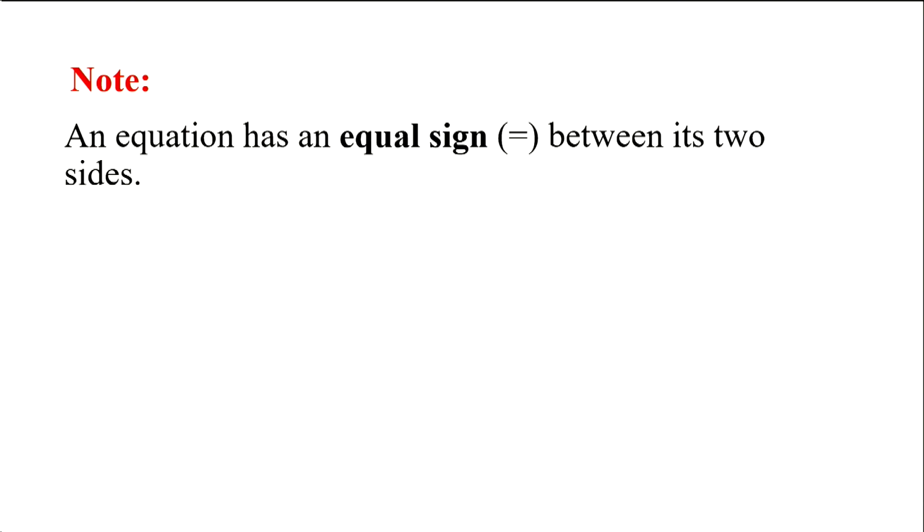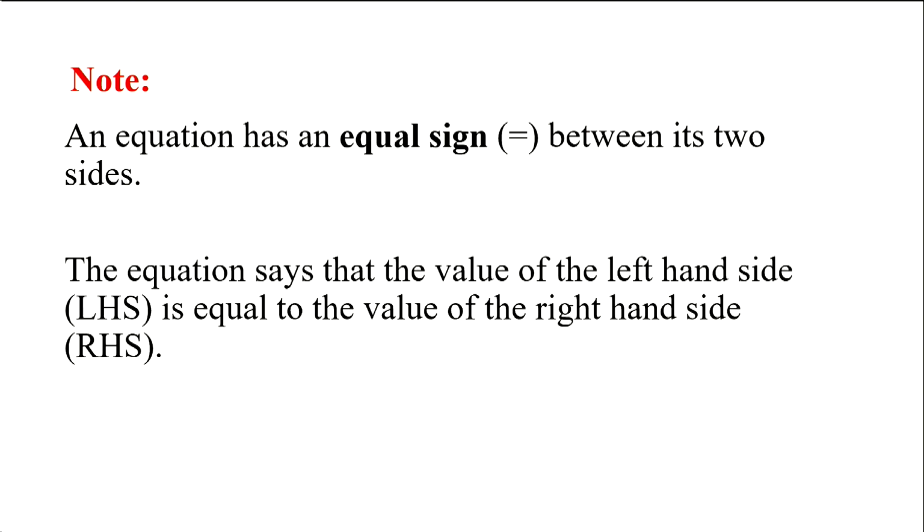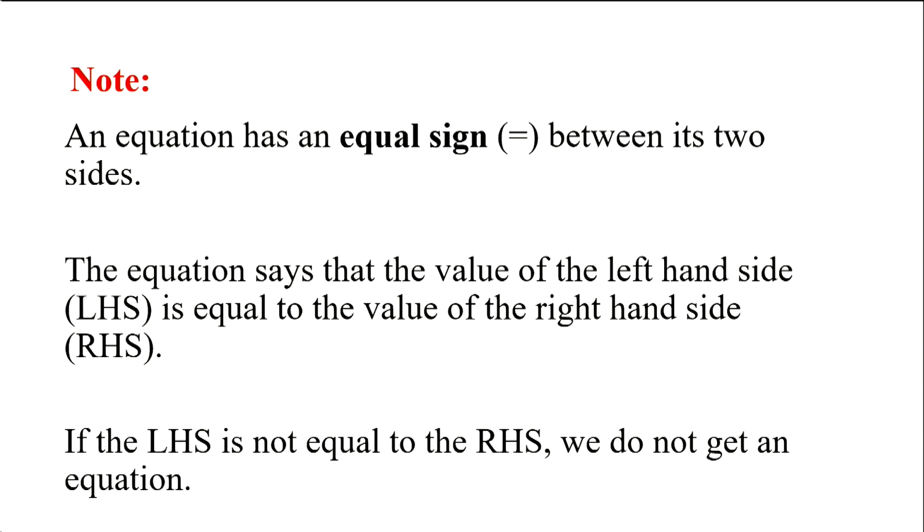An equation has an equal sign between two sides. The equation says that the value of the left hand side, LHS, is equal to the value of the right hand side, RHS. Similarly, if the LHS is not equal to the RHS, we do not get an equation. If LHS is not equal to RHS, then it is not an example of an equation.